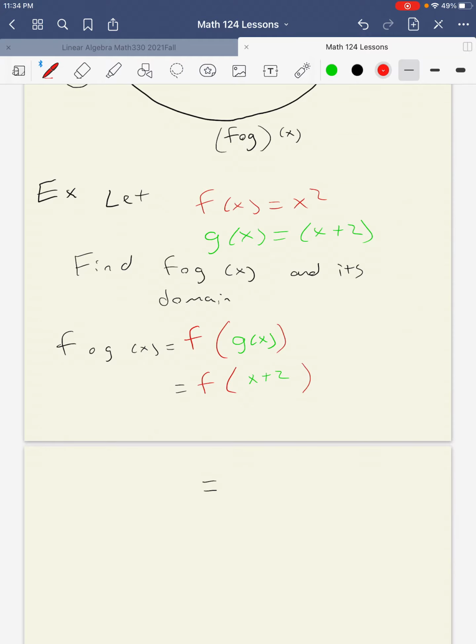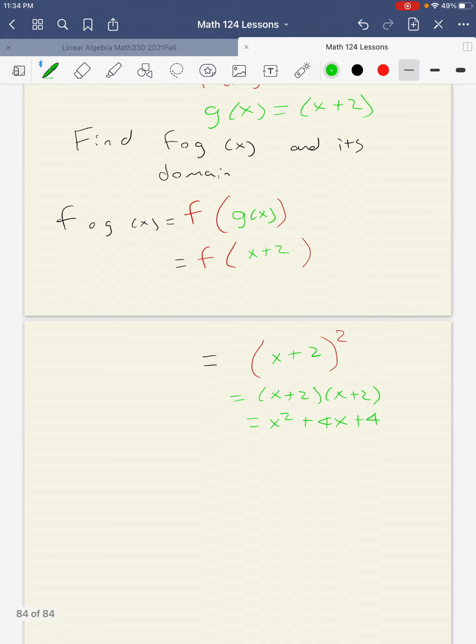Alright, so let me repeat that. Whatever we plug into f, it just ends up getting squared. So the answer is x plus 2 squared. If we want to multiply that out, we can, although it might not look as pretty. We get x squared plus 4x plus 4.